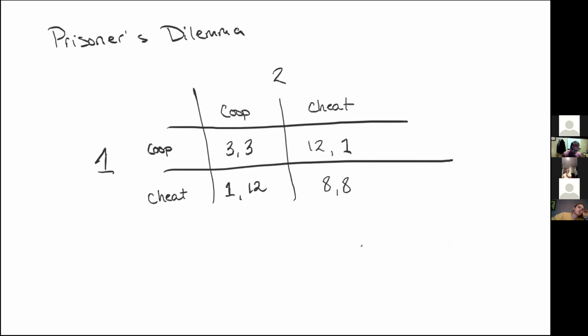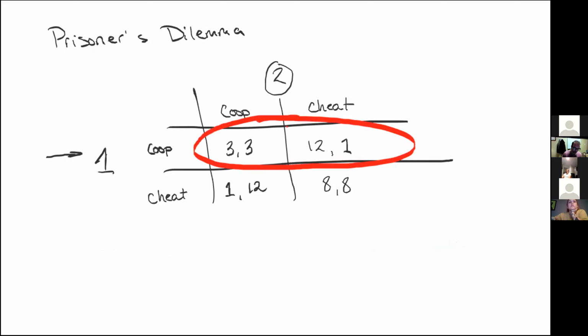Now let's imagine that we are player 2, and let's say that we know that player 1 is going to cooperate. What that means is that we are thinking about these 2 cells here, and we're thinking about the 3 or the 1, right? In this case, would player 2 want to cooperate or cheat if player 1 was cooperating? Player 2 would cheat. Yeah, they would cheat, right?